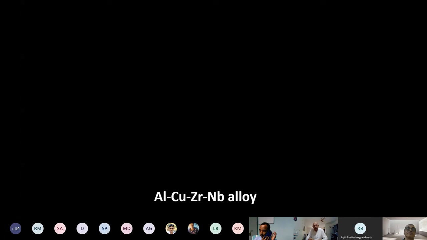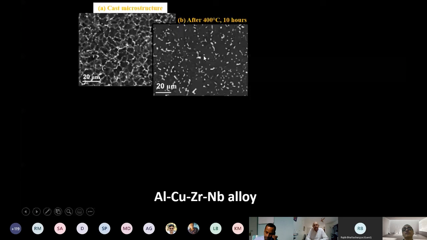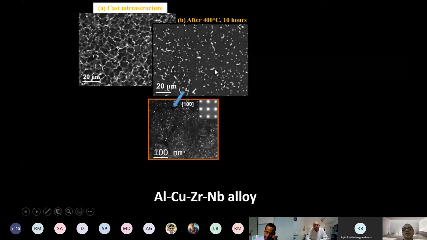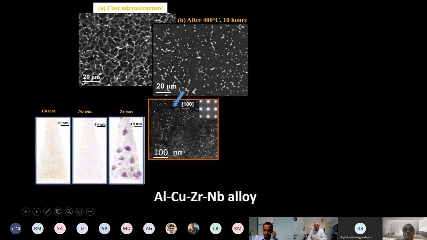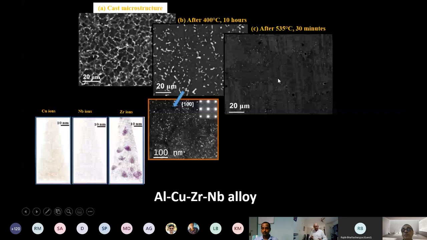This is a cast structure. You can see the segregations. It has copper, it has zirconium. You do 400 degrees centigrade, 10 hours. You see that this segregation decreases because zirconium has now precipitated out. If you look at it with higher tools, like a transmission electron microscope, you see Al3Zr ordered precipitates with the diffraction patterns where you see the superlattice spots. You can also do an atom probe and you can see the Al3Zr precipitates. Then you solutionize and the entire copper has gone into solution, but the zirconium precipitate did not coarsen much.